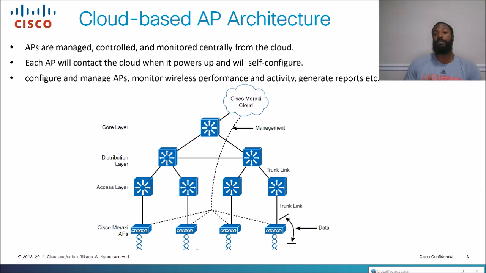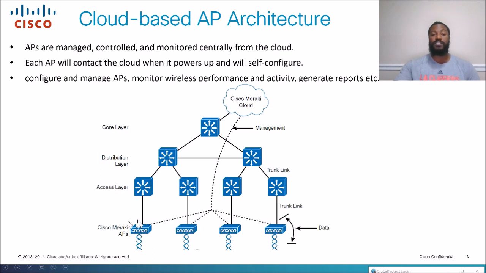A perfect example of that is the Cisco Meraki cloud solution. You look at this topology right here, we've got pretty much the same thing, right? We've got the core layer, the distribution layer, and the access layer, right? Then we've got our access points right here. So we've got several access points, and we have the trunk link, just like in autonomous mode, right? Except we're not touching each of these APs at the access layer, or even from the access point itself.